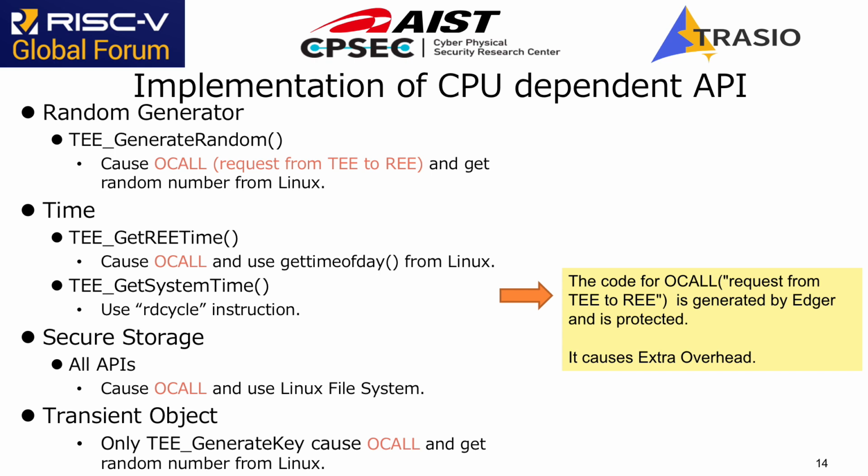CPU-dependent APIs need help from Linux or use an architecture-specific implementation. This type of API causes requests from TEE to REE named OCALL. For example, TEE generate random in the random generator category, TEE get REE time in the time category, secure storage APIs, and transient object APIs. On the other hand, the TEE get system time function uses the RISC-V rdcycle instruction. It does not use OCALL. The code for OCALL is generated by Edger to protect the pointer and boundary. It avoids bugs, so it's good for developers, but it causes extra overhead instead.